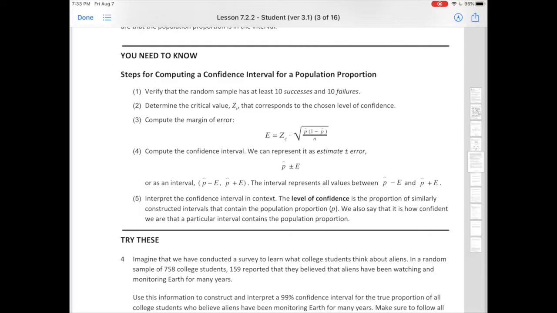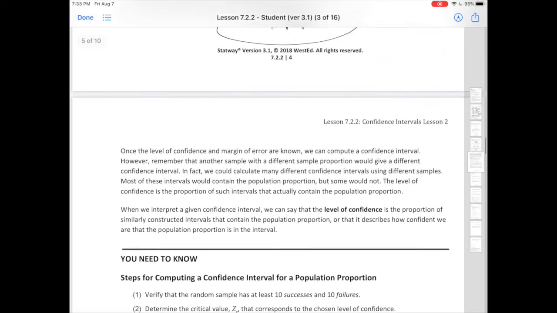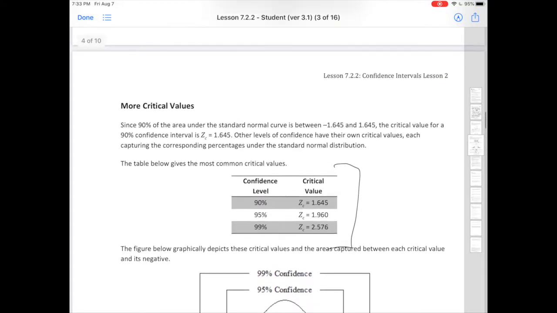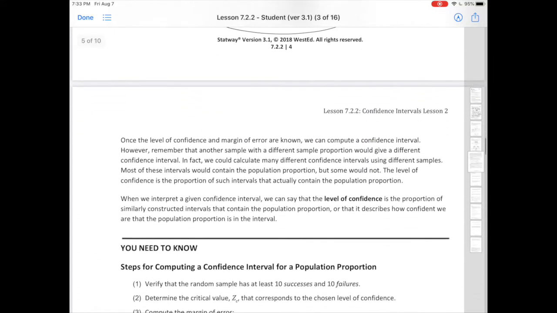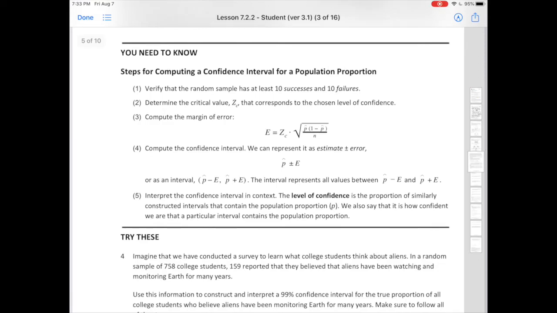Okay, so let's summarize everything that we've talked about in the last few sections. These are the steps for computing a confidence interval with a population proportion. Step 1, verify that the random sample has at least 10 successes and 10 failures. Step 2, determine the critical value, zc, that corresponds to the chosen level of confidence. And again, the way you're going to do that is by using this table.